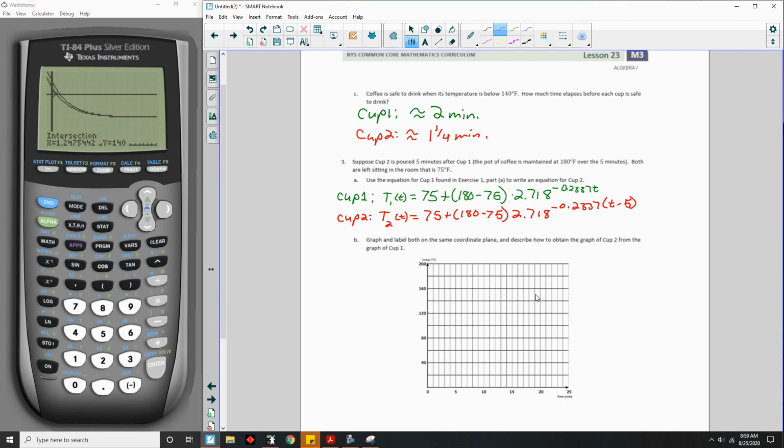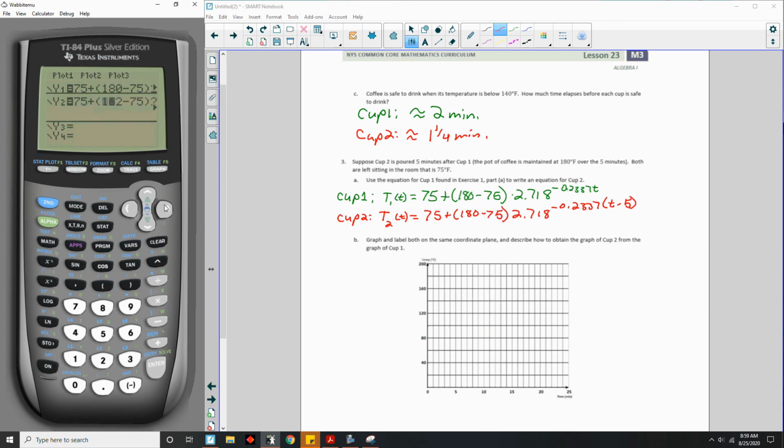B says to graph and label both on the same coordinate plane and describe how to obtain the graph of cup 2 from the graph of cup 1. So again, we're going to go back to our calculator. We want to keep this equation here. We want to move down to this equation. Let me turn off that 140 or clear it.